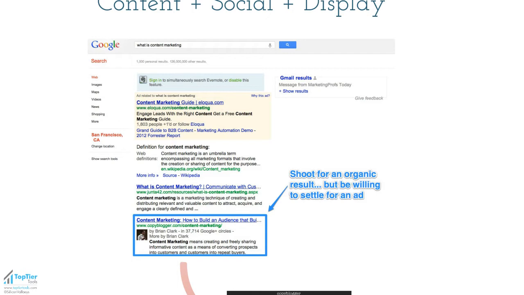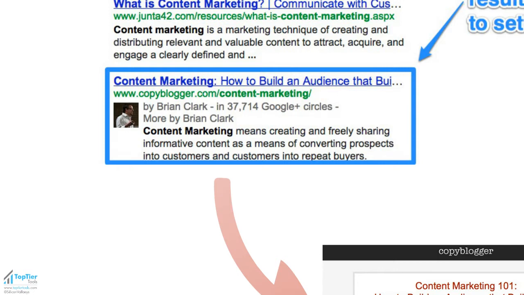But the other thing you can do on this page is you can try to figure out, how do I get into the organic results? And here's a company that you see, it's Copyblogger, and they've done a good job being one of the top 5 search results in the organic section for the query, what is content marketing? So obviously they must have written some good content that Google found.